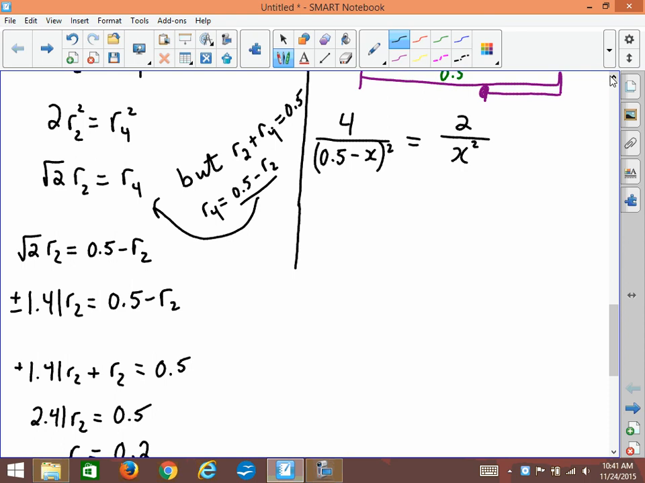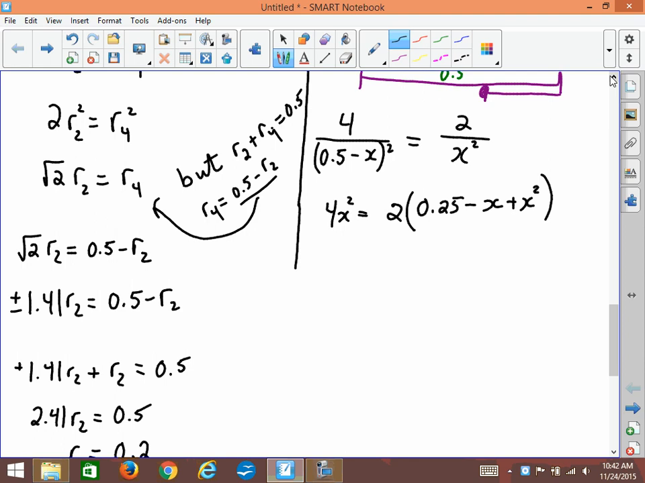First we'll cross multiply. 4x squared equals, now what's this going to be? Well, it's going to be 2 times. At the same time, I'm also going to square this binomial. If you remember how to do that, using FOIL. So 0.25, then it'll be minus a half x, which is minus a full x, and then plus an x squared.